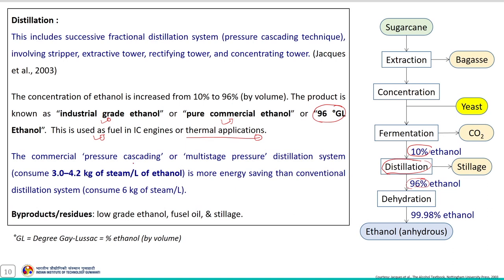And the commercial pressure cascading, or the multi-stage pressure distillation system, is used, which consumes around 3 to 4.2 kg of steam per liter of the ethanol, which is more energy saving than the conventional distillation system, which consumes around 6 kg of steam per liter of the ethanol. The byproduct and residue obtained during this distillation process are low grade ethanol and stillage.